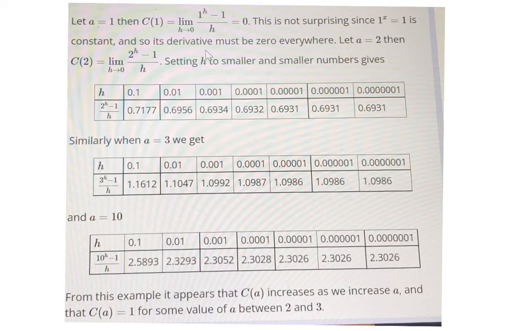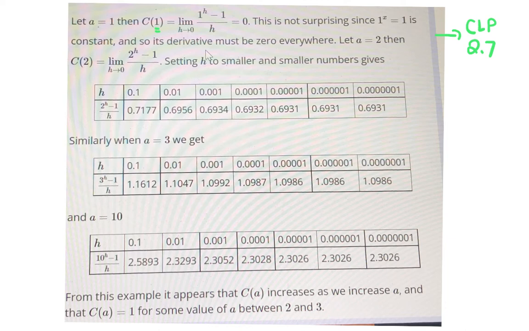So we have this function c of a, and let's explore what happens when we take various values of a. This is just from our textbook, the CLP textbook, section 2.7. So what happens if we let a equal 1?